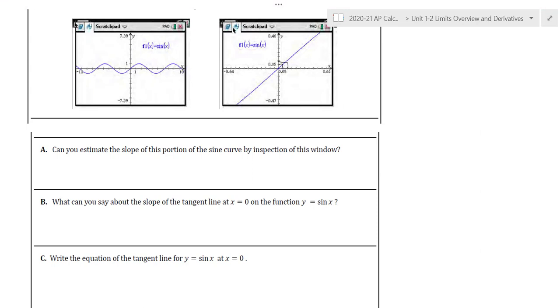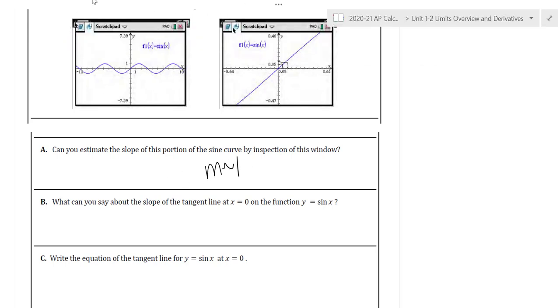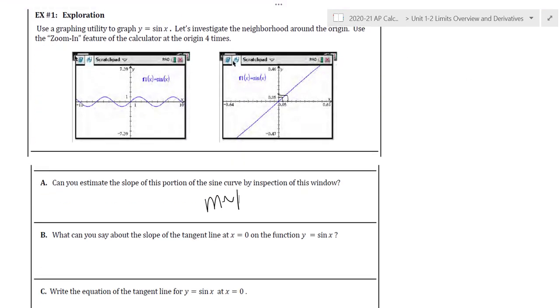So we're going to say that the slope of that line looks to be about m equals about 1, right here. And we're looking for that at the origin. So what I can say about the tangent line is I can say at x equals 0, the slope of the tangent is 1. Or I can say f prime of 0 equals 1.